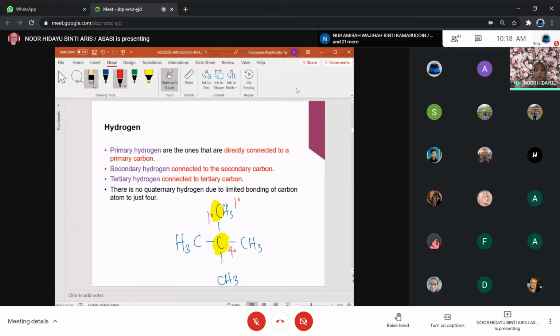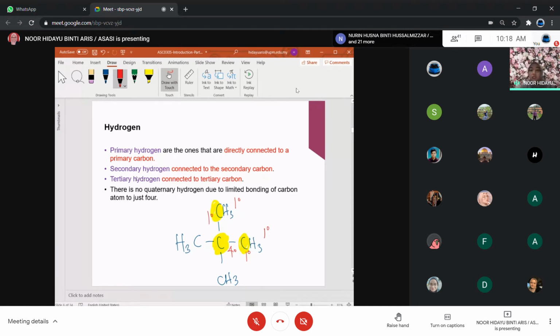Okay, how about this one? Yang ni. Classify the carbon and also hydrogen. Primary. Primary for the carbon, primary will be for hydrogen. Primary juga. So sama. Okay, so hydrogen tu basically dia akan ikut kepada carbon tu.